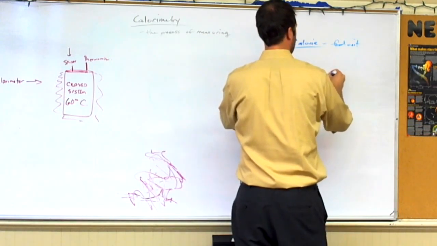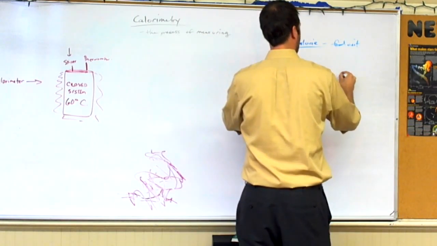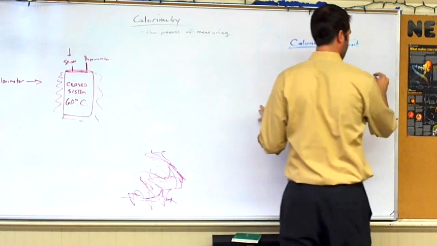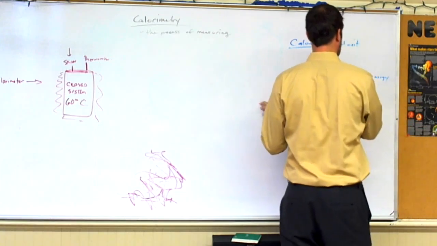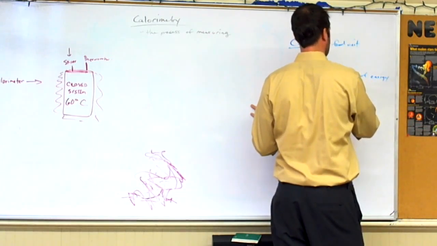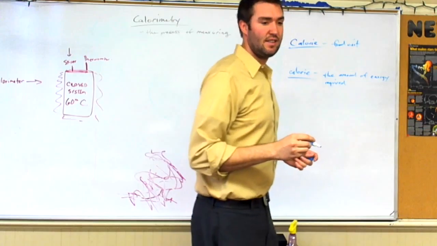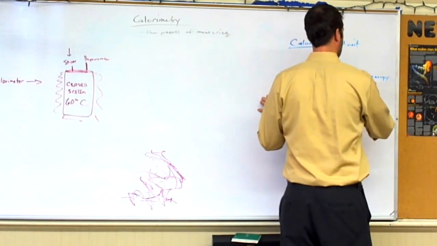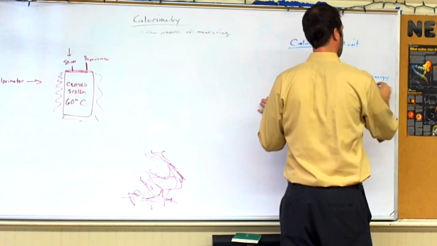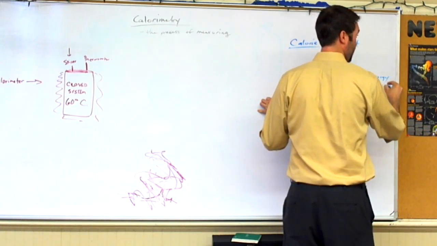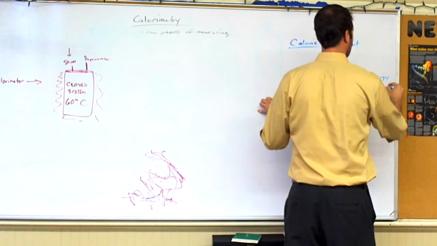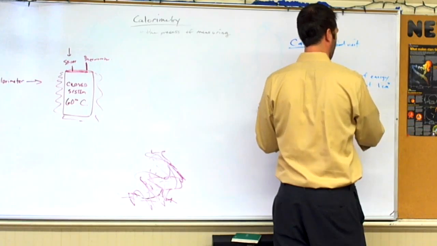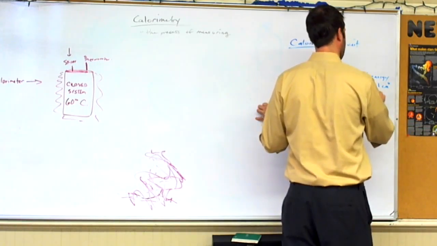Little c is the amount of energy required to heat one cubic meter. One cubic meter, that'd be a lot. Centimeter. Yep, one cc of water, one degree Celsius.